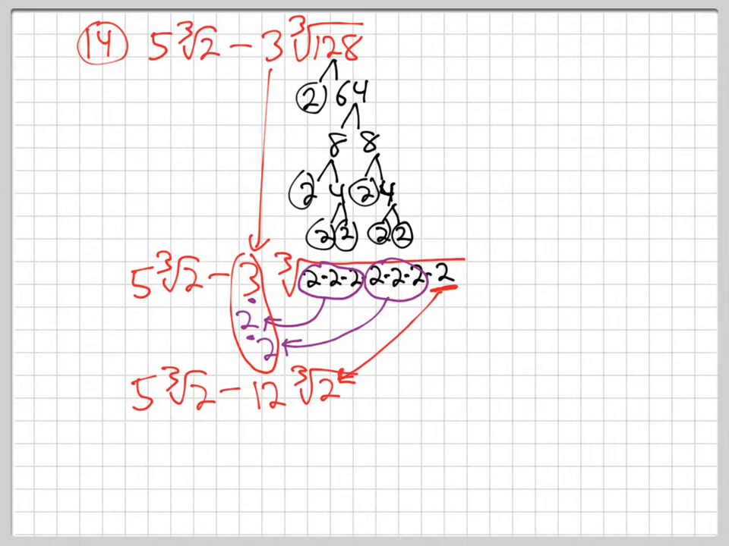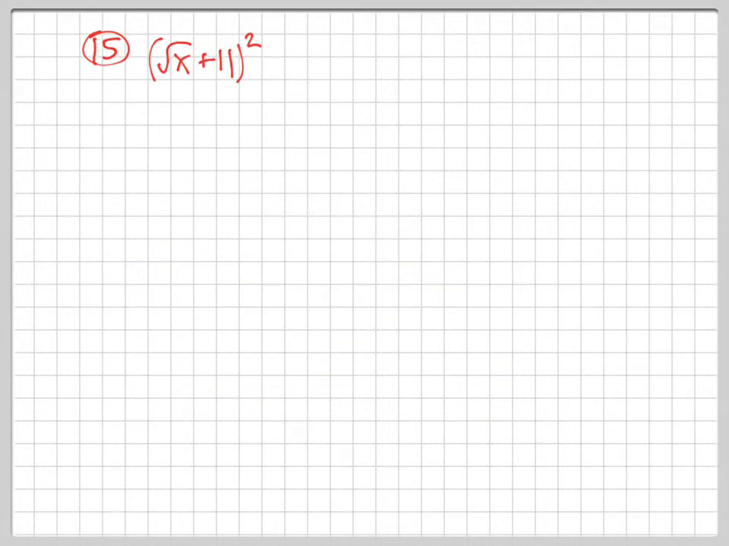And now, final step. Are these like? So notice when it comes to adding, subtracting, we ask, are these like roots? Are those like roots? Yeah, same root, huh? So 5 cube roots of 2, take away 12 cube roots of 2. What does that leave us? Negative 7 cube roots of 2. And there we go. All right, try that one.